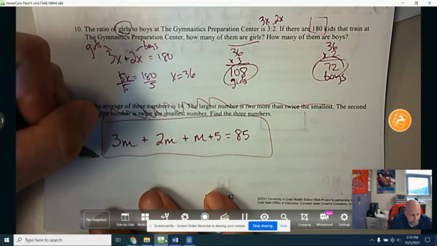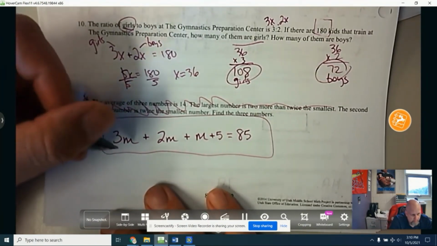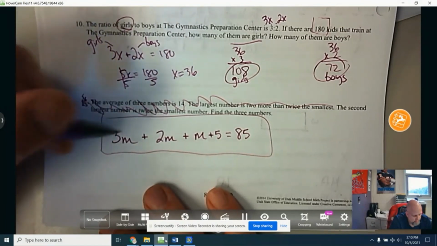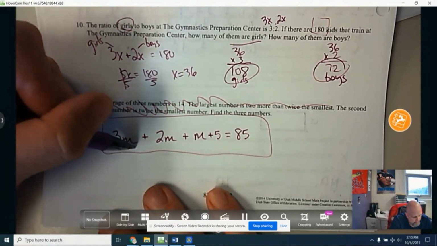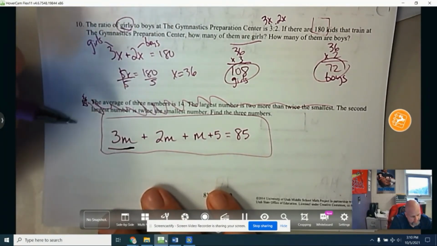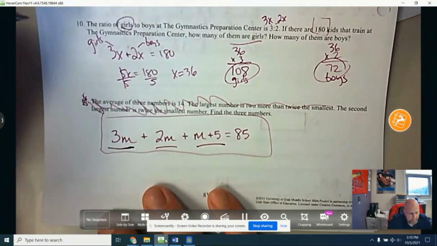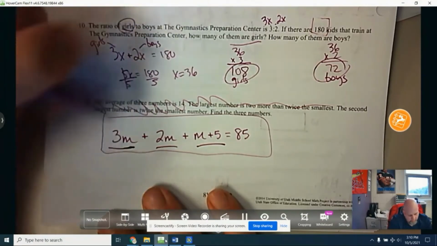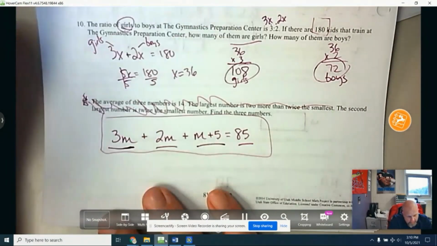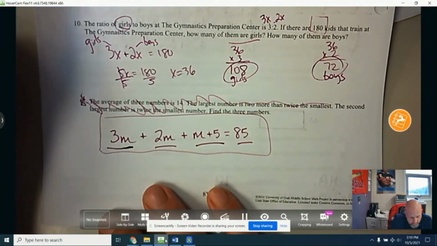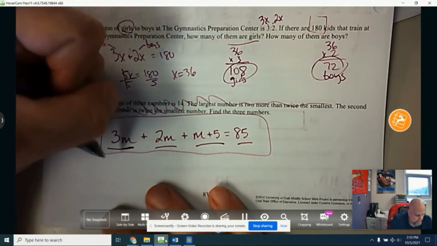What I want you to do is go ahead and write a story about all of this. So come up with a story that has something that represents 3m, something that represents 2m, something that represents m plus 5. And when you add them all together, you get 85 of something. And then go ahead and solve for that.